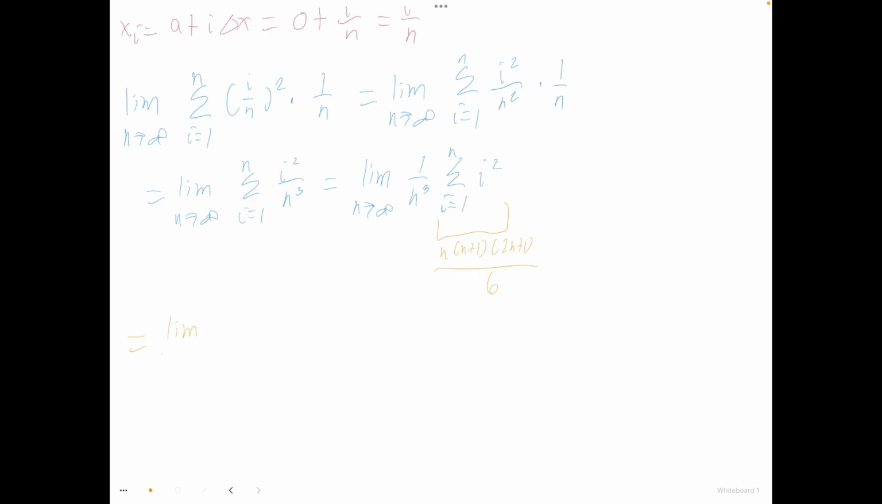And so we have the limit as n goes to infinity of 1 over n cubed times n plus 1 times 2n plus 1, all divided by 6. Okay, and so that is what we are computing here. Notice we have an n on the top and n's on the bottom, so this is the limit as n goes to infinity of n plus 1 times 2n plus 1 divided by 6n squared, just combining things.